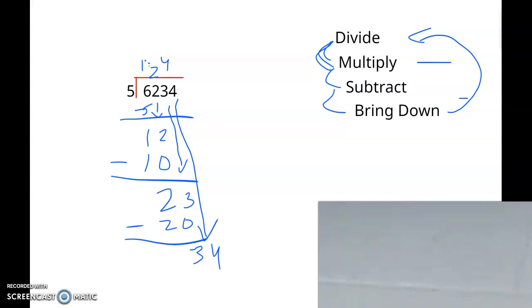So 5 goes into 34. Let's see, 6 times. And then we multiply. 5 times 6 is 30. Subtract. And there's nothing to bring down. So we have a remainder of 4.